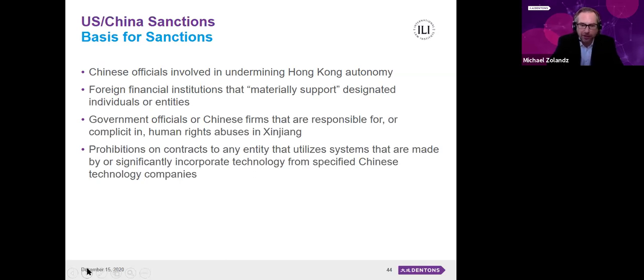That is the more recent use of Global Magnitsky, but it has been used to specifically target the activities of the Chinese government in the Xinjiang province, and potentially can be expanded to include firms and companies that operate in that same province. And then prohibitions on contracts to any entity that utilizes systems that are made by or significantly incorporate technology from specified Chinese technology companies. This is also, from a commercial perspective, something that creates challenge because the lack of precise definitions around how extensive the significant incorporation needs to be before you are at risk is not precisely clear.